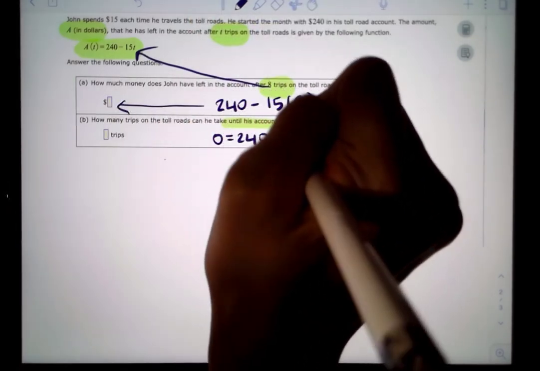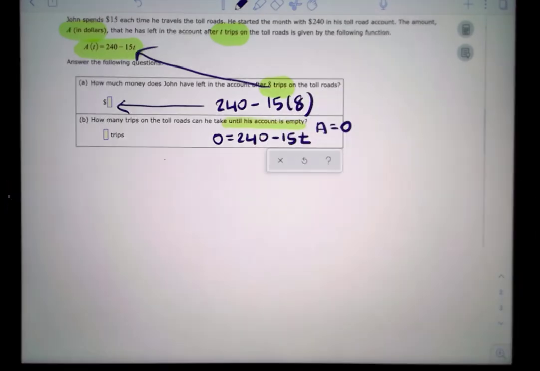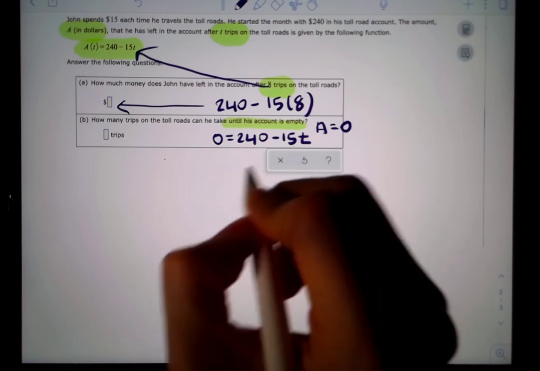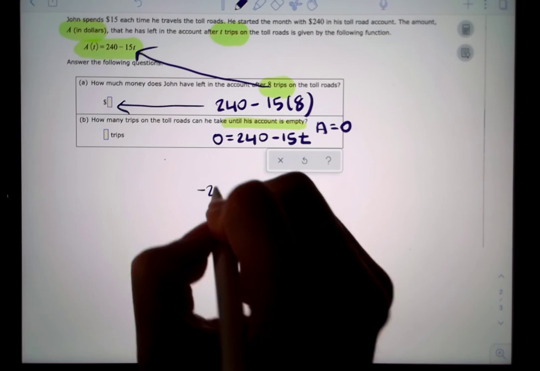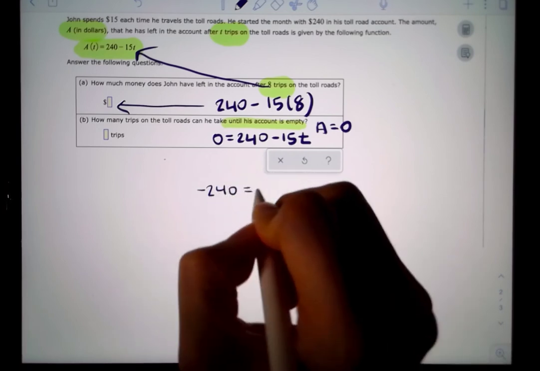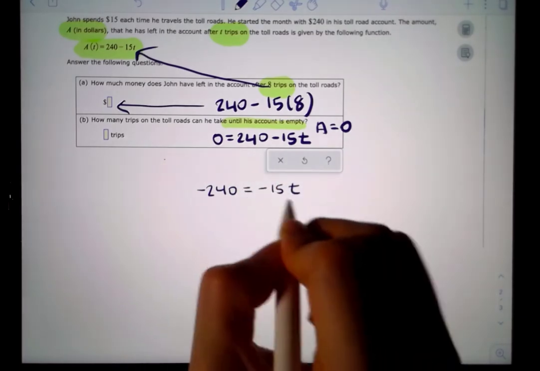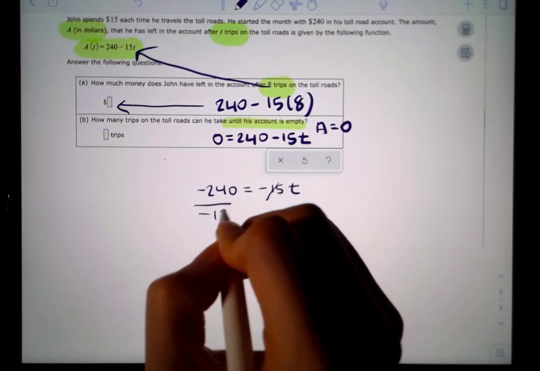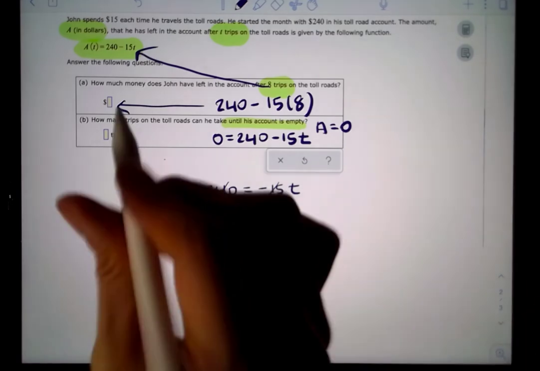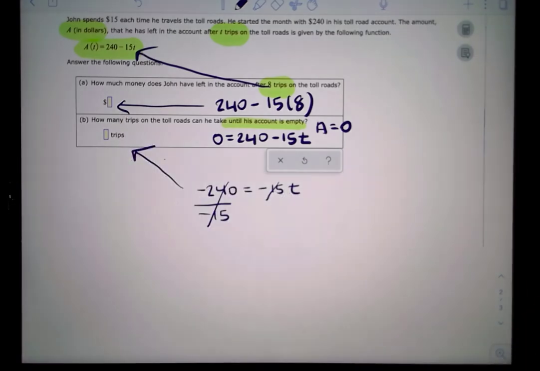So in this case, I didn't find my inverse function, right? But you need to solve this equation. If you don't write the inverse function, then you need to solve the equation. If this is easier for you, then you can do this. So negative 240 equals negative 15T, right? And then you divide by negative 15. Then you will get the answer for that. 240 divided by 15, then you get 16. So 16 trips.